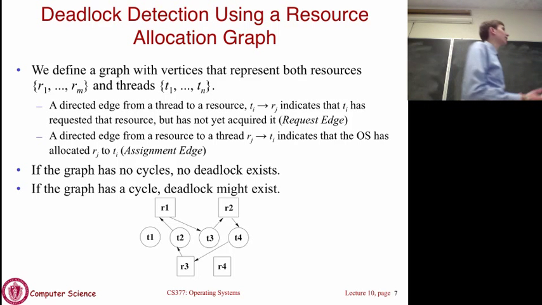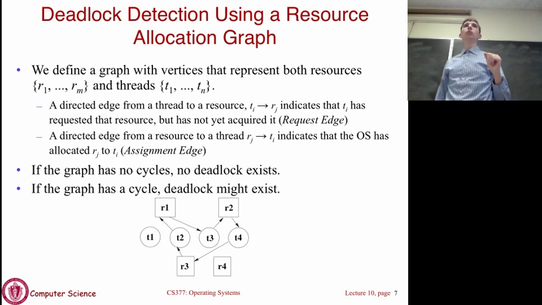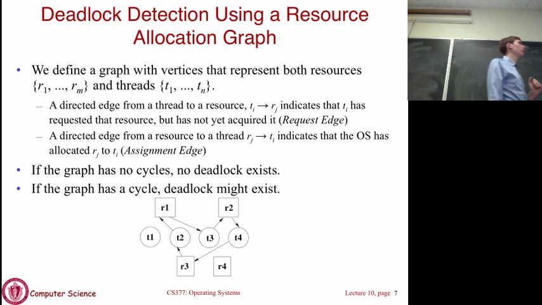Right? But let's say, for example, that we remove this edge. If we remove that edge, what does that mean? That basically means that T4 is no longer requesting R3. So let's say we remove that edge. Are we still going to have a deadlock? So why are we not going to have a deadlock if we remove that? How could this resolve?